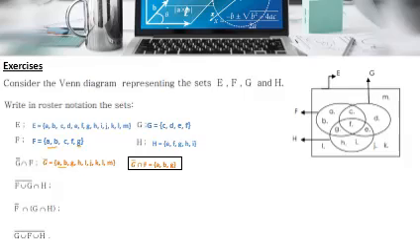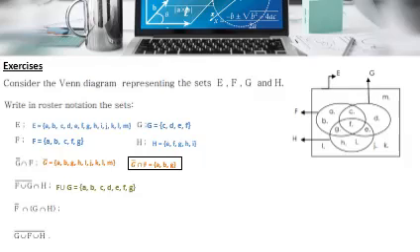Okay? The same thing I'm going to continue. I need F union G bar intersection H. No matter how long it is, you just divide your work. You divide your work. So I will start first by F union G.